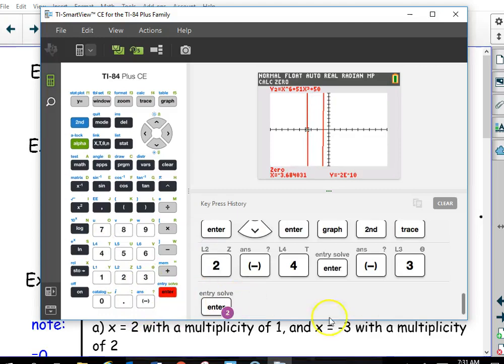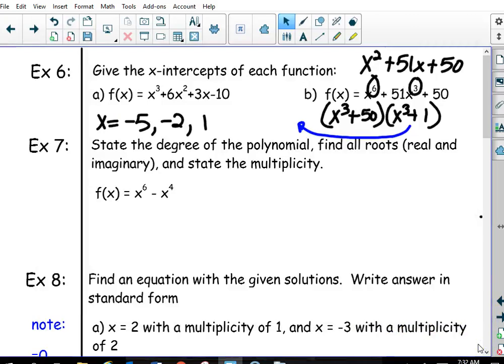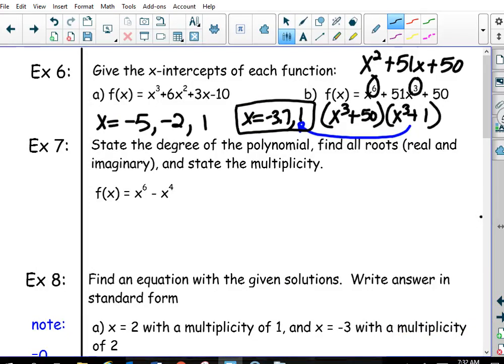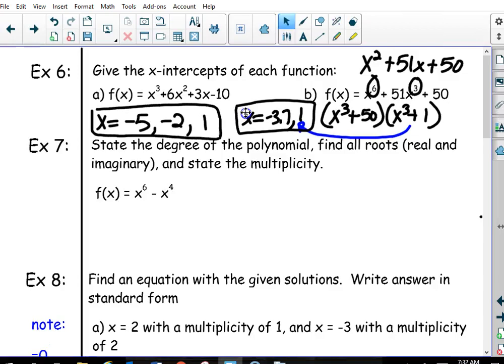We get -3.7. And again, on the XYZ, it'll be a little bit clearer. Not the best example. All right, let's tackle this one.